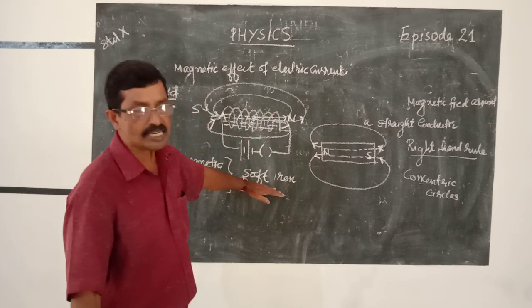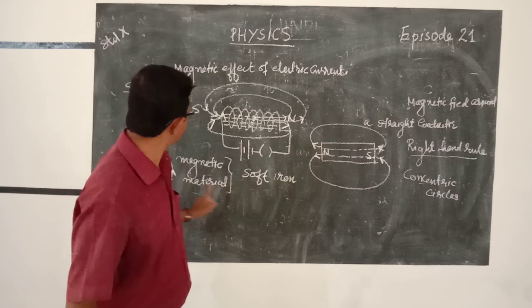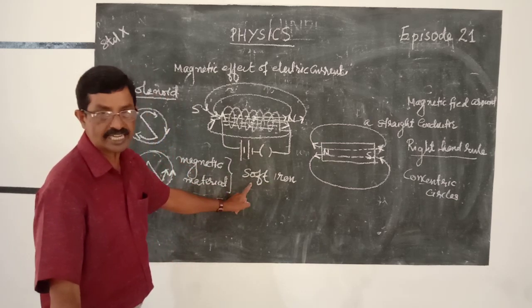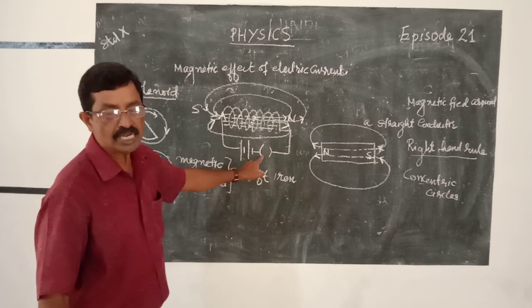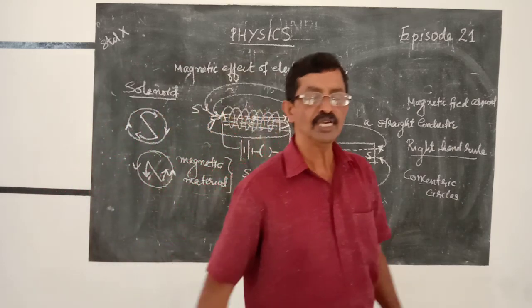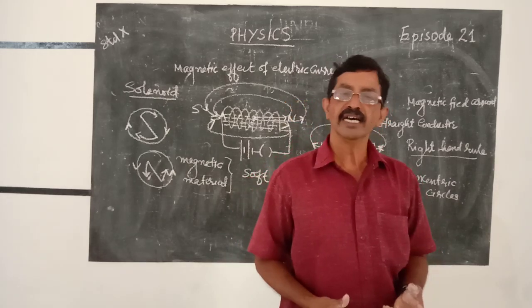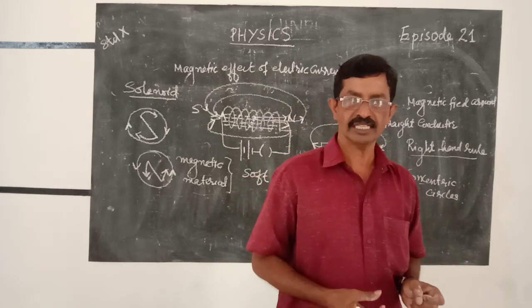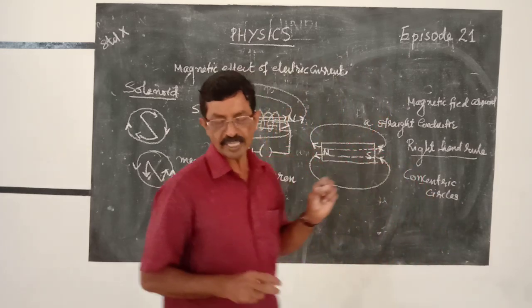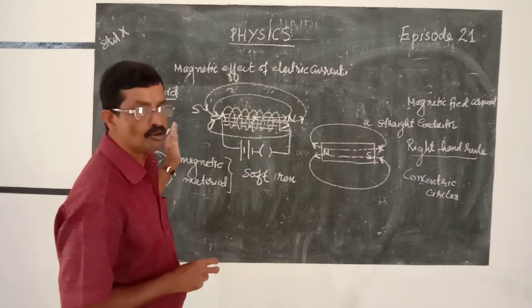Here, what is the property of soft iron? It is a magnetic material, so it becomes a strong magnet. This is the way we make an electromagnet. So, how to make an electromagnet: in this method we can make an electromagnet.